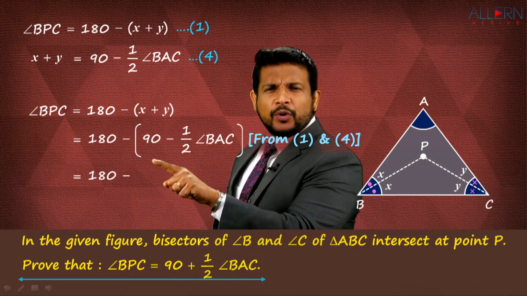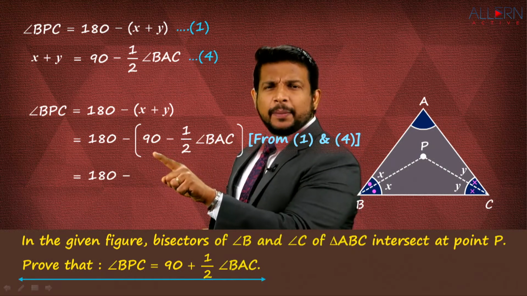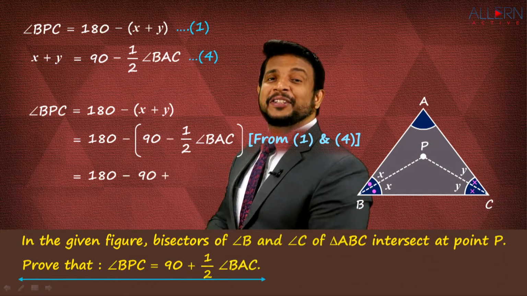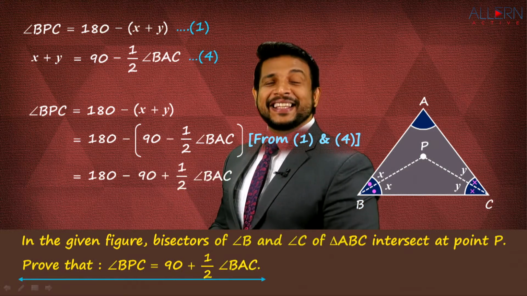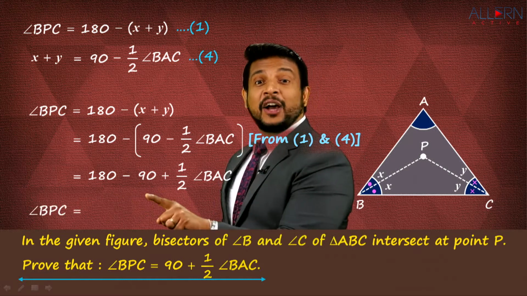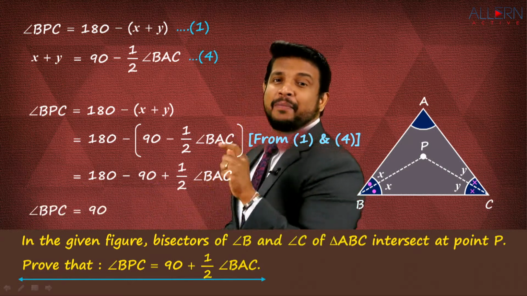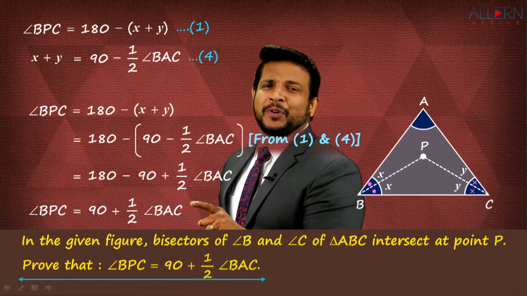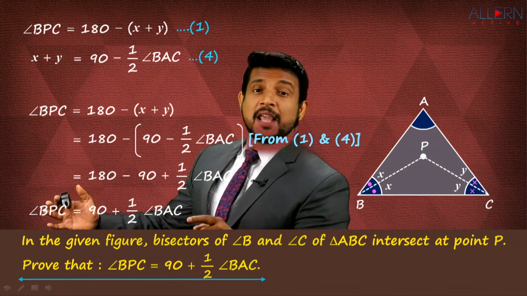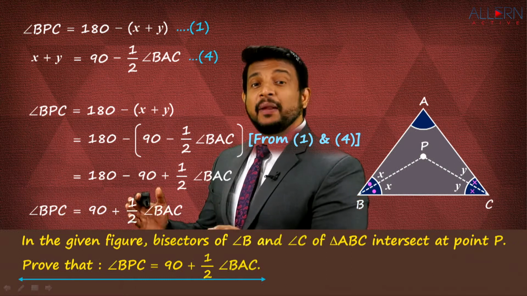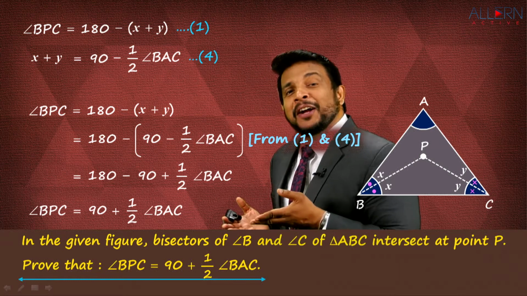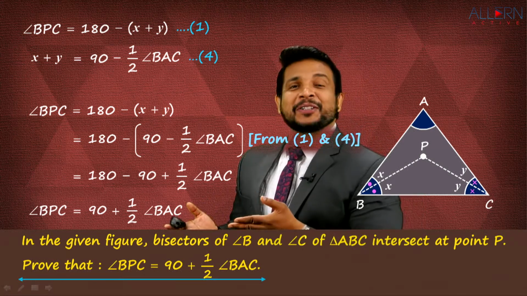Now let's solve it. So what do we write? 180 minus, open the bracket, minus into plus is minus, minus into minus is plus, beautiful, plus half of angle BAC. 180 minus 90, how much is that? It is 90, beautiful, plus half of angle BAC. Look at what we got. We got angle BPC equal to 90 plus half of angle BAC, and believe me, that is what our to prove is. We got the proof.